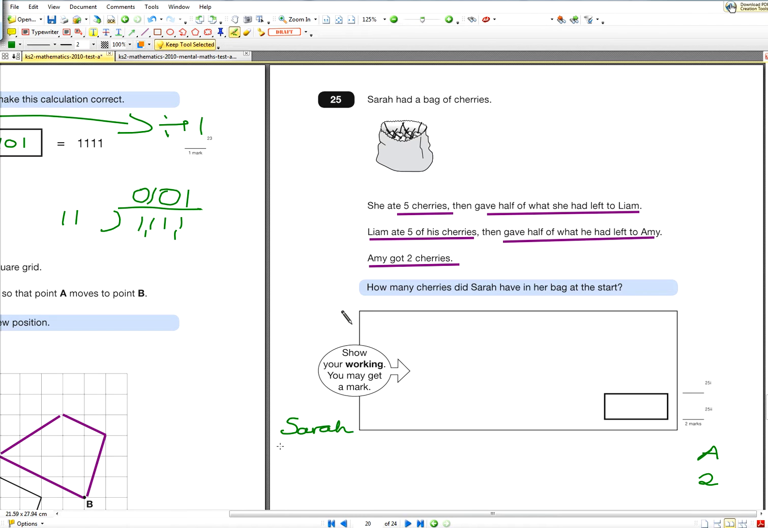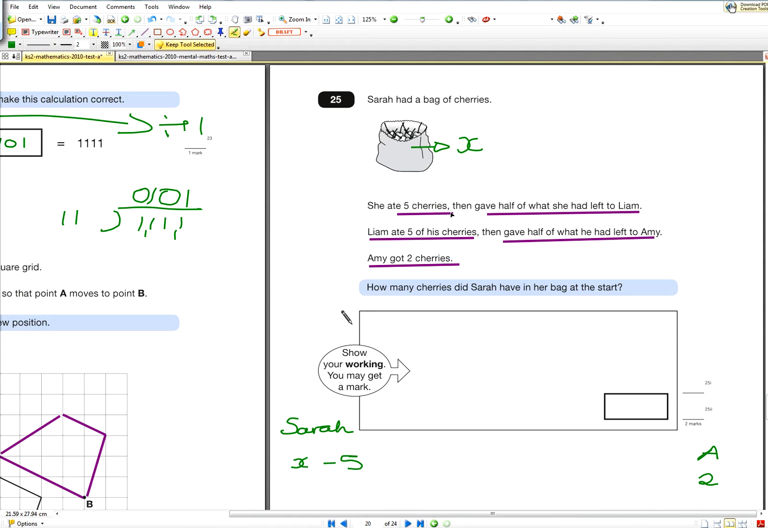So, Sarah ate 5. So, how many sweets did we say were in the packet? Call it X. X is to represent the number of sweets, because we don't know how many there are. So Sarah, she eats 5 cherries. So it starts off with X, then she eats 5. So it's X minus 5.